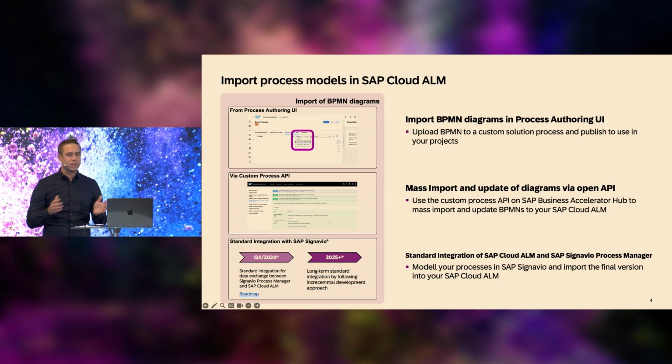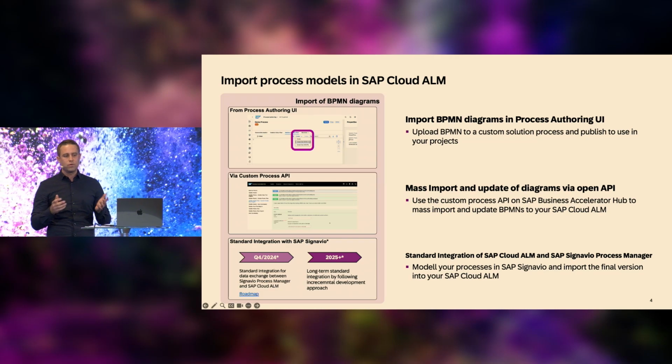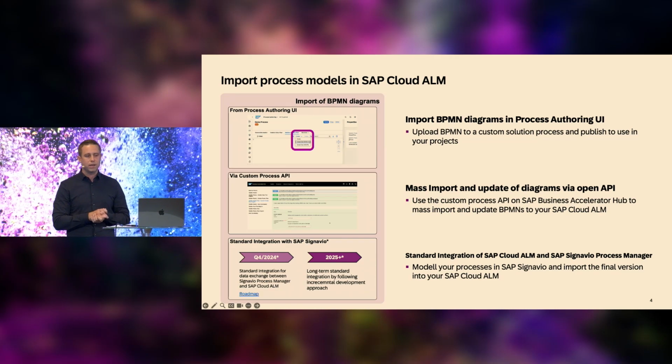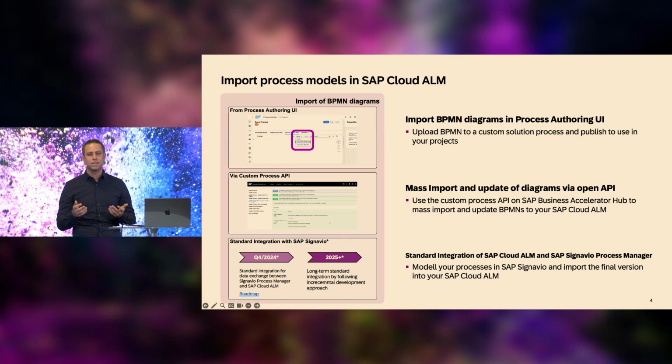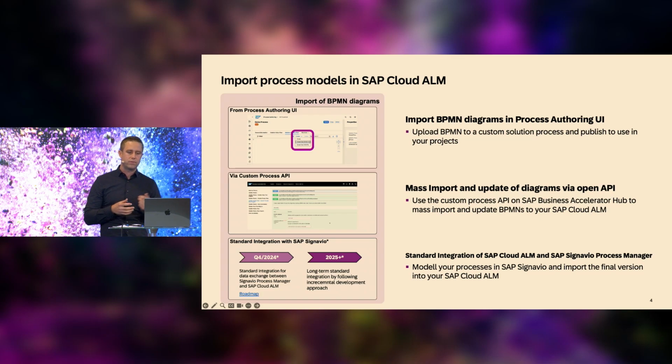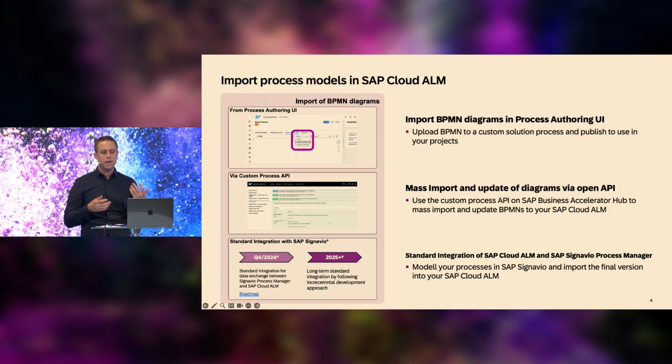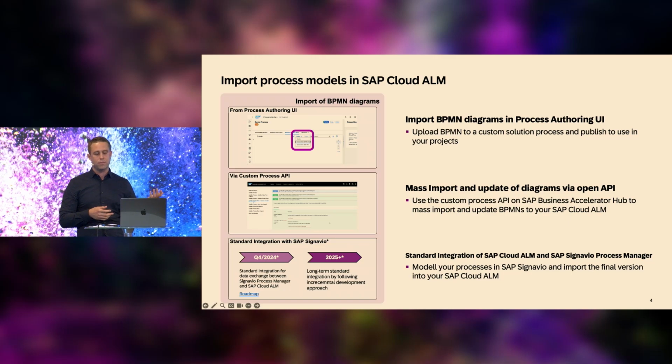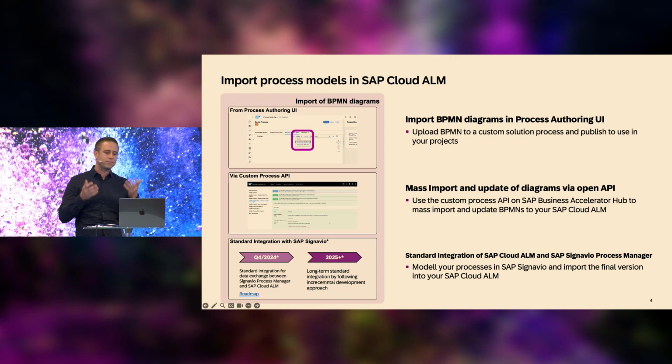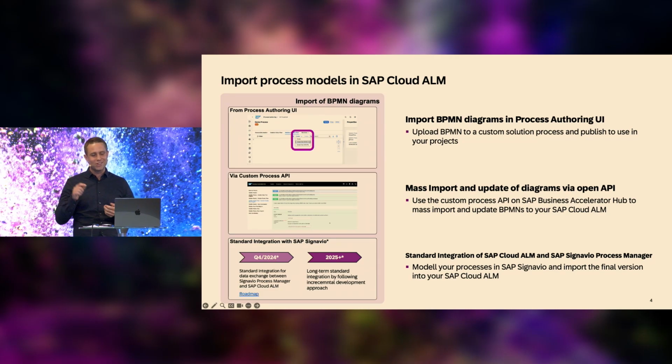So customers and partners have own process content in third-party tools, and we want to make it as easy as possible for them to import or to bring this content into the SAP Cloud ALM. And at the moment, we are offering here 3 different options. The first option is the import of a BPMN directly from the UI, what I will also show in the live demo. It's kind of a 1-by-1. So if you have 20 processes, you need to click 20 times and can import them.